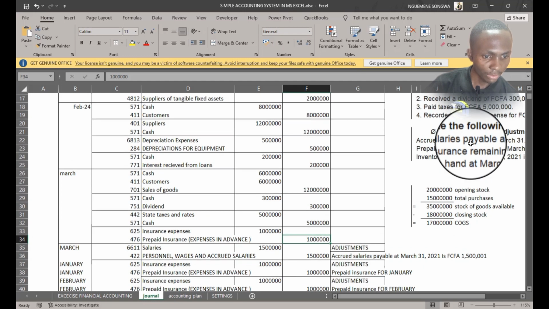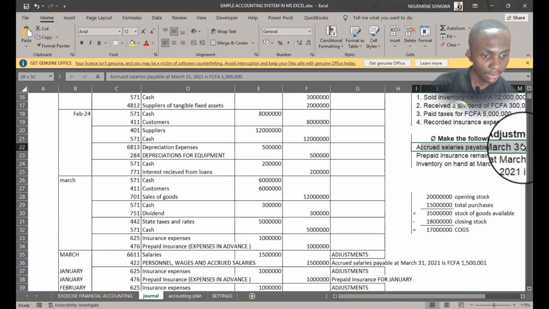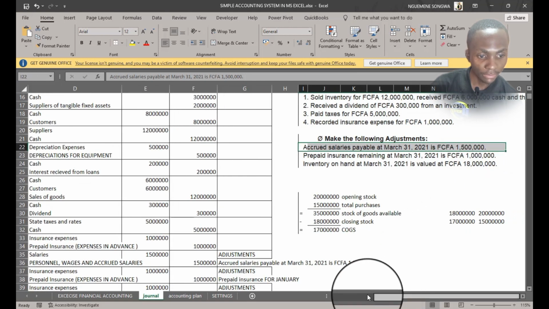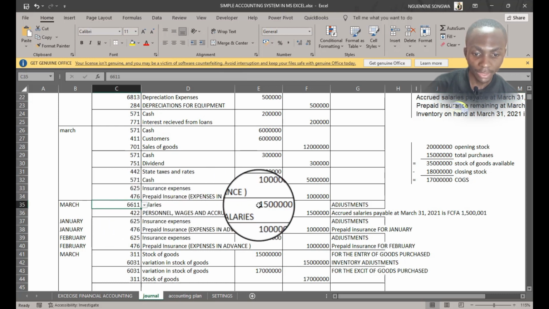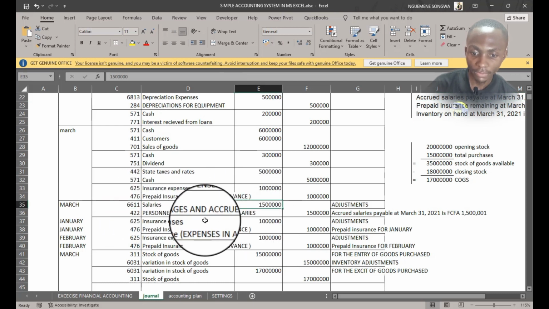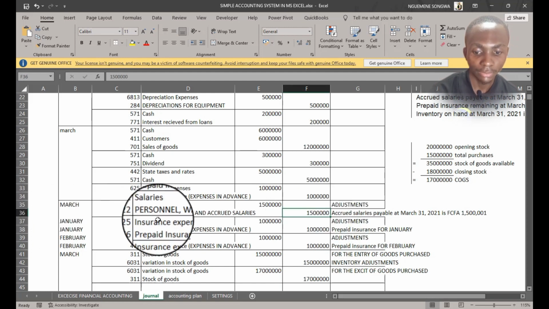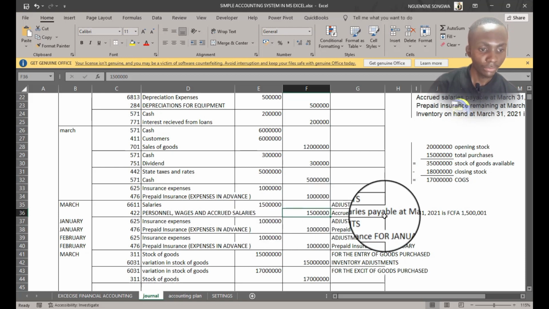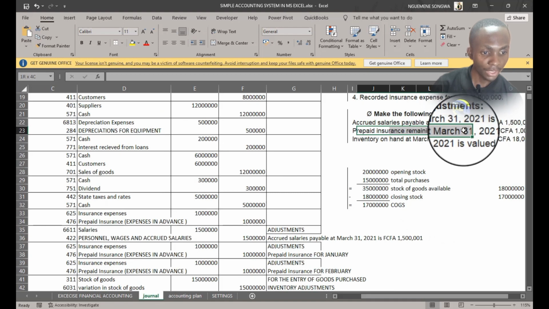So now in terms of adjustments, we have accrued salaries payable. By the month of March, we are owing salaries worth 1,500,000. So here we will acknowledge the expense on salaries for 1,500,000 and send it to the liability account for personnel wages and accrued salaries for 1.5 million. What other adjustment is there? Prepaid insurance remaining at March is 1 million.